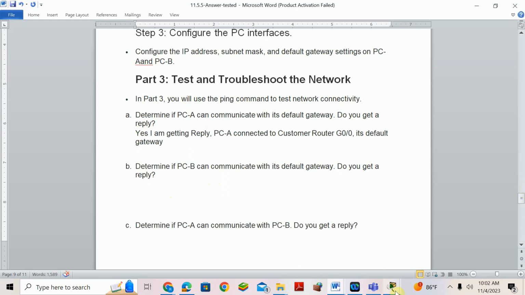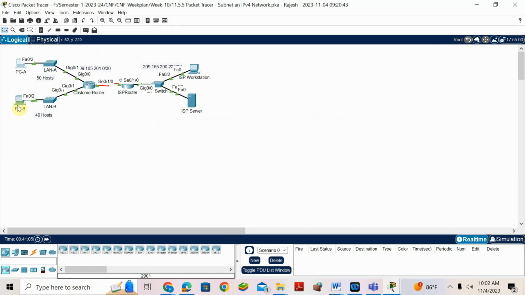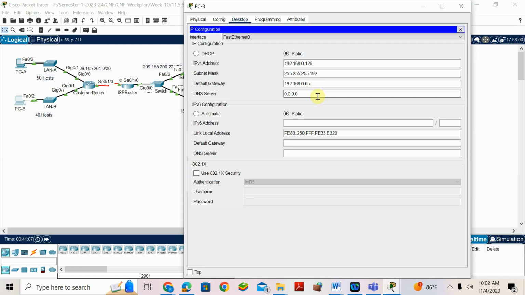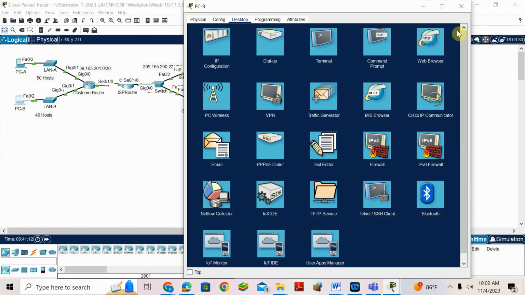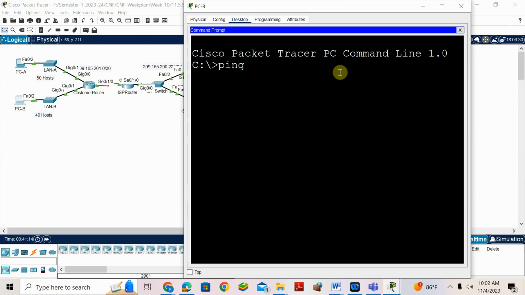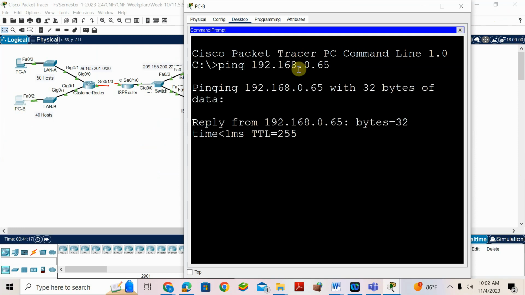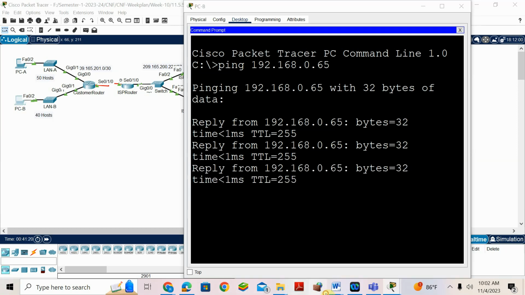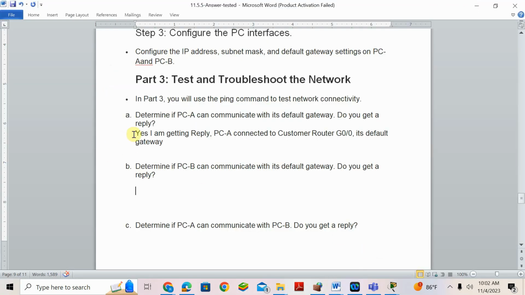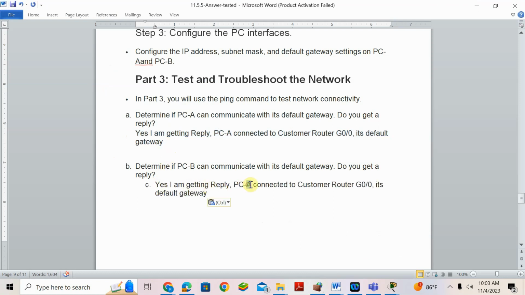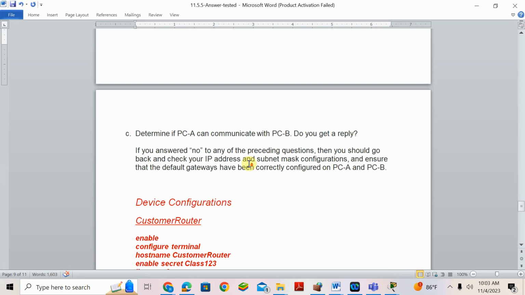So go to PCB. Just check the gateway address. Default gateway 192.168.0.65. I'll just copy paste because I'm lazy. Okay, I'll go to command prompt, ping, paste this one. Now again the reply is coming. So this also is working. Control C. PCB connected to customer router G0/1, its default gateway. Okay. Now determine if PCA can communicate with PCB, whether you get a reply or not.